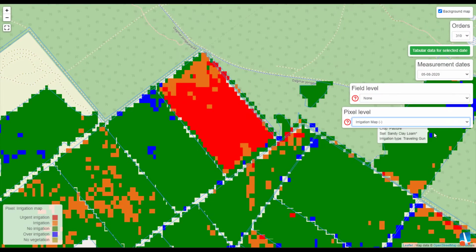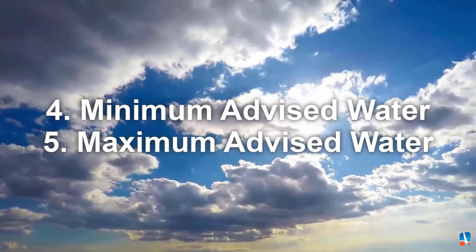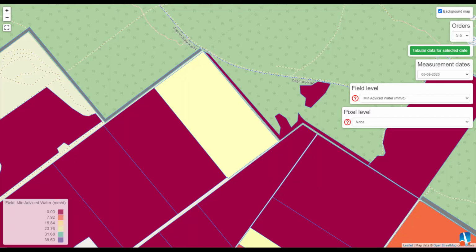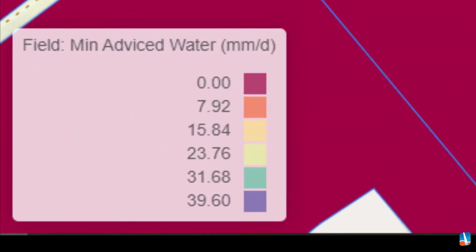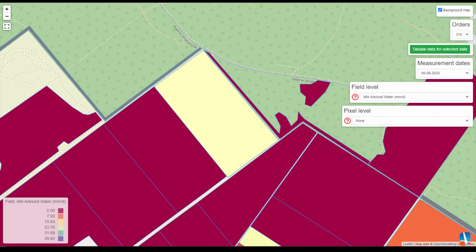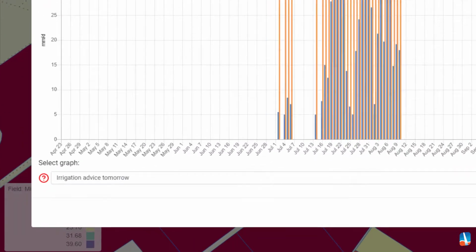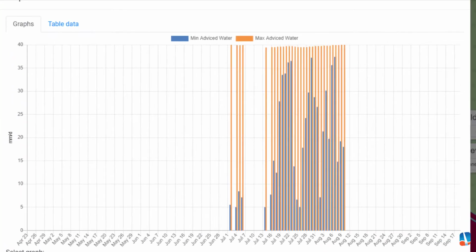If IrriWatch advises you to irrigate, we also advise you how much water you should irrigate with. Number 4 and 5, minimum and maximum advised water. We advise you with a minimum and maximum millimeters for every field. The minimum application is based on recovering actual evapotranspiration or to bring back the moisture to critical level. The maximum application is related to refilling the water tank to 100% fullness.